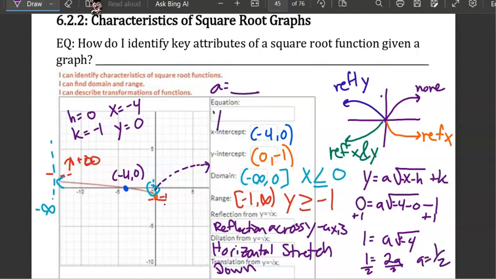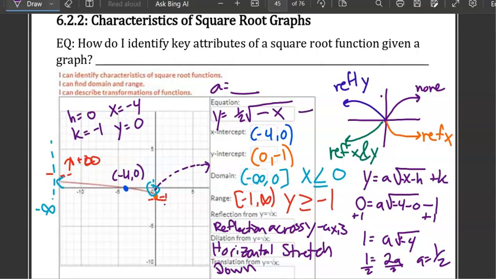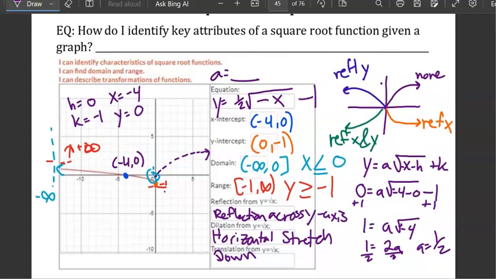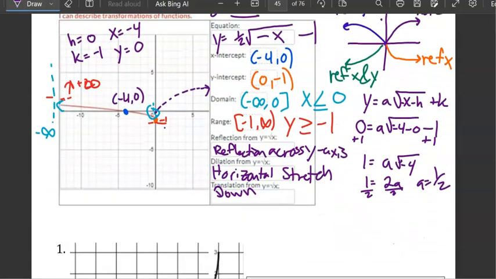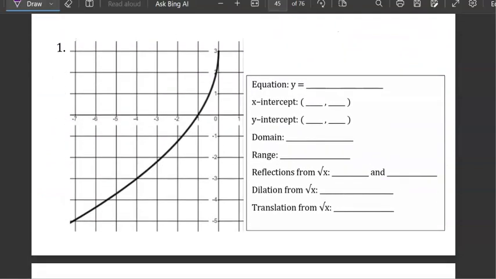So your equation is y equals 1/2 square root of negative x minus 0, so just negative x, and then minus 1. All right, try the other example below.